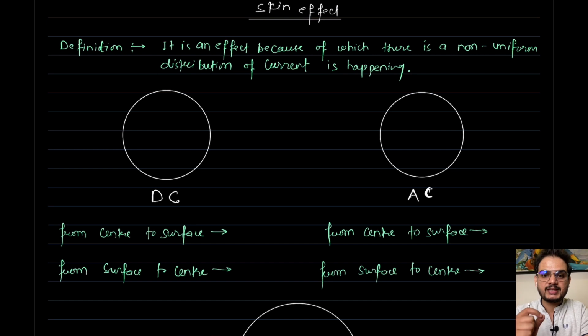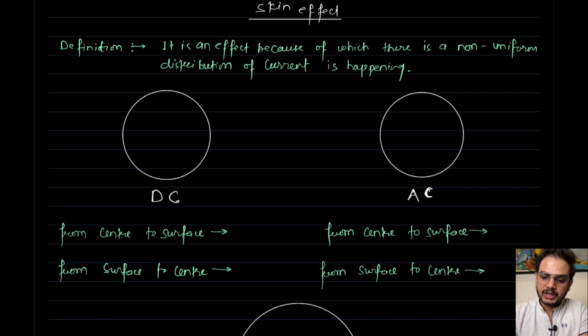In this video, we are going to discuss one of the most important concepts from the power system, that is the skin effect. After the skin effect, we will see the proximity effect. Both skin effect and proximity effect cause the same effect on the conductor. That is nothing but what? Non-uniform distribution of current density.